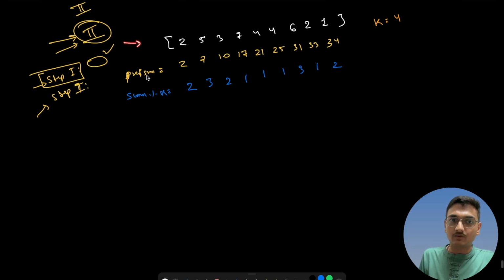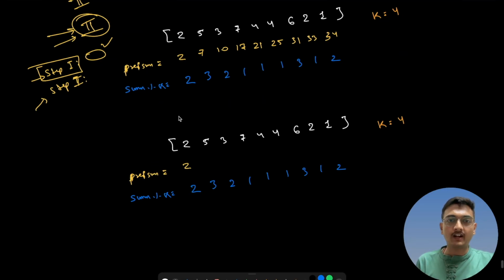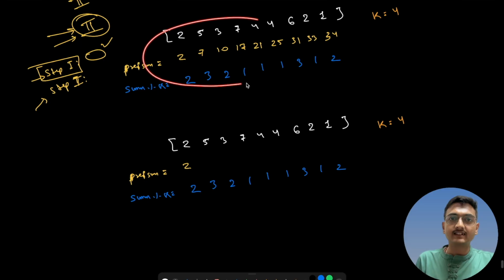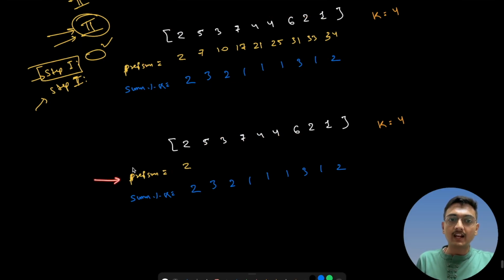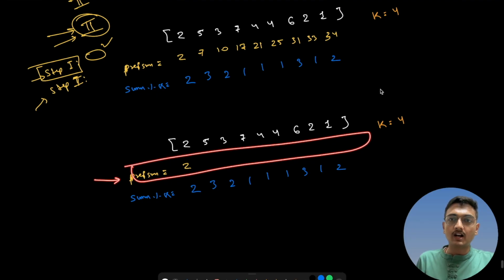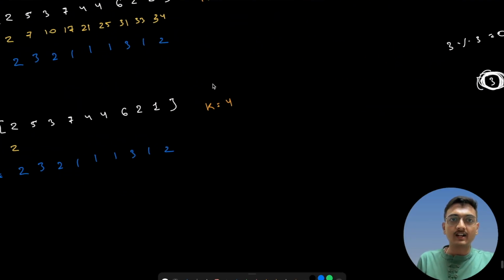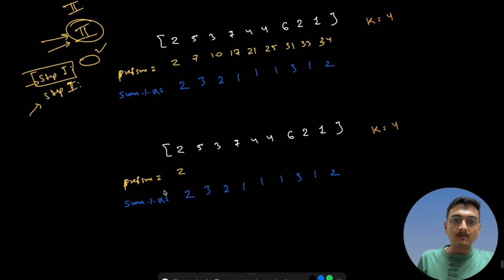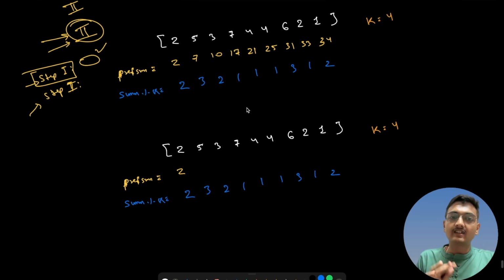Let me rewrite this here. We will keep this part as it is. I have copied the exact same thing here, and I have removed this prefix sum because we will be recalculating it, after the observation that we did here. The second thing is this sum modulo k will remain as it is. So let's try to focus on this and calculate this.